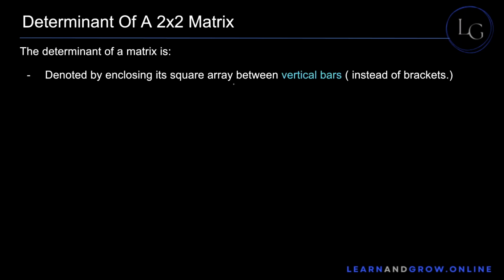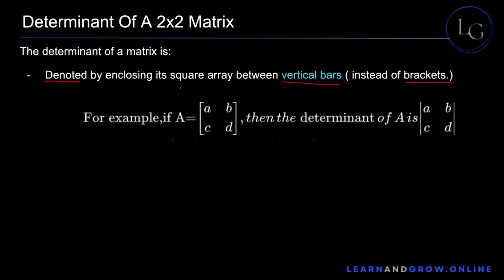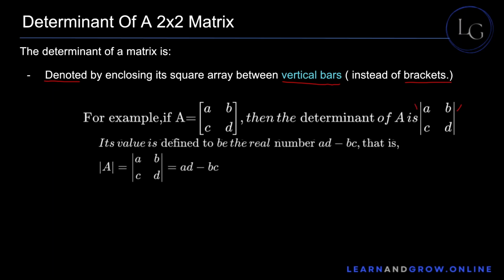Now the determinant of a 2 by 2 matrix, first of all, is denoted by enclosing the square array between vertical bars instead of brackets. So see here, this matrix A is written down like this between two brackets. The determinant of A is represented like this, with two vertical bars instead of brackets. And then to find the value of the determinant of A, you will first multiply AD, and then multiply BC, and then you'll subtract BC from AD, like this here. So first enclose it in vertical bars and then AD minus BC.